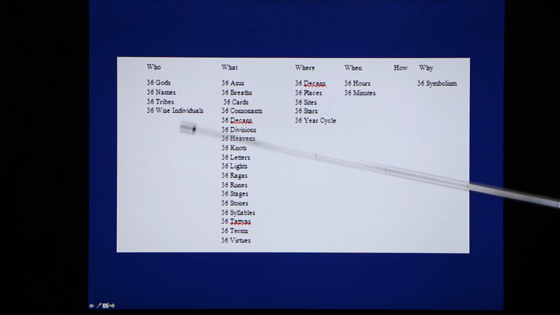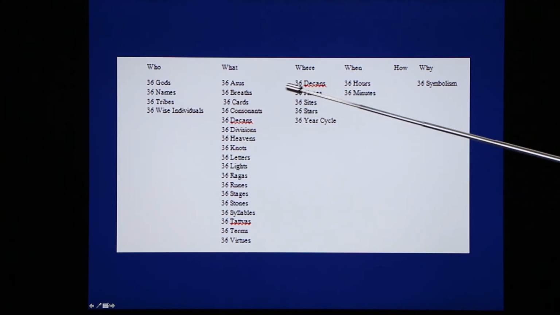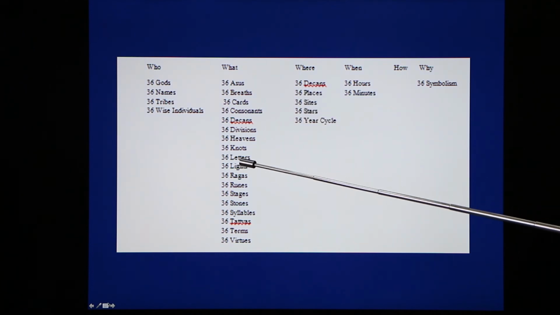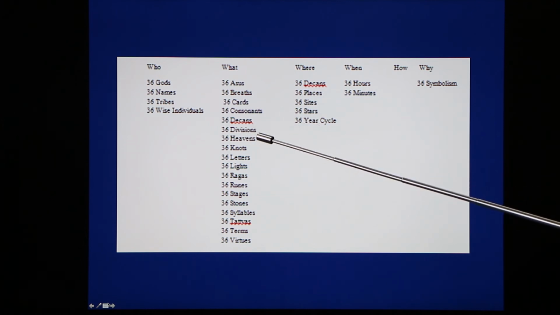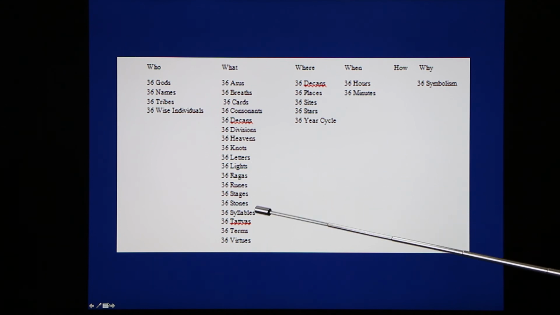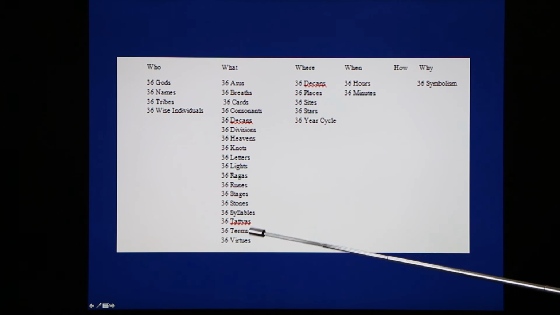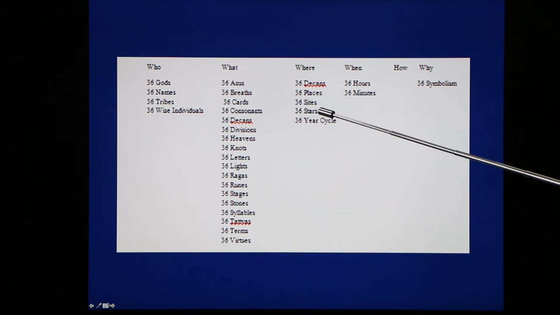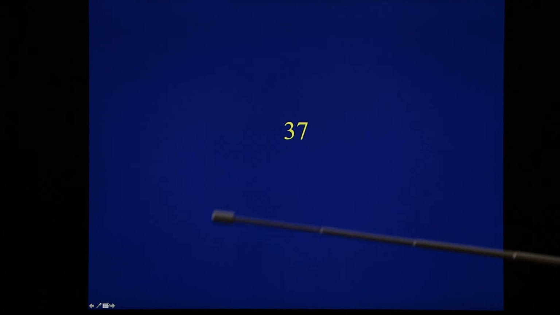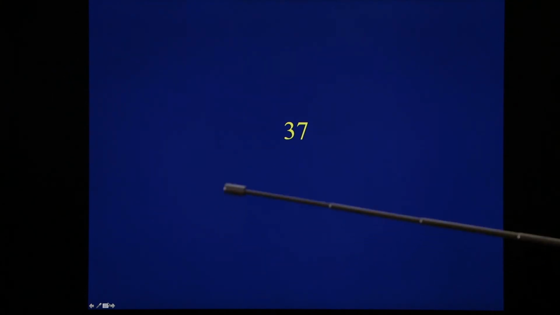Here then the 36 gods, names, tribes, wise individuals, the 36 azus, breaths, cards, consonants, decans, divisions, because you'll see this is then the 12 signs times 3. The knots, letters, lights, ragas, runes, stages, stones, syllables, tattvas, terms, virtues, decans, places, sites, stars. Some of those are repeating, I think 36 cycles, hours, minutes, and symbolism. And of course, 36 times 2 gives me 72, which plus 36 gives me 108. And we're starting to see a pattern here.